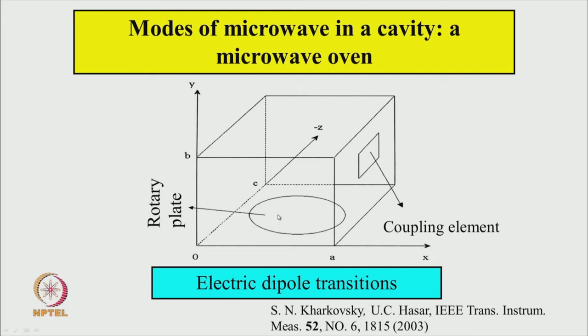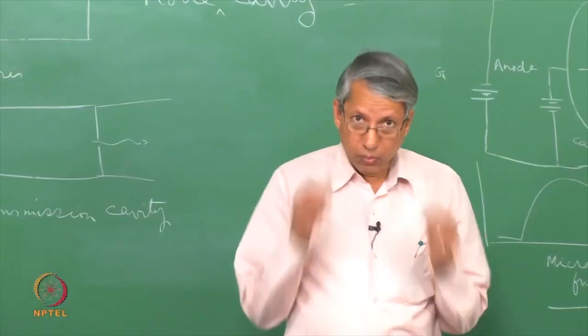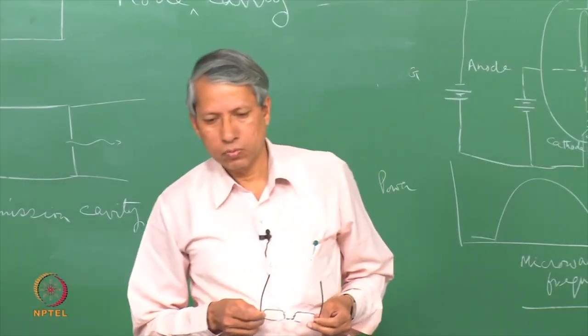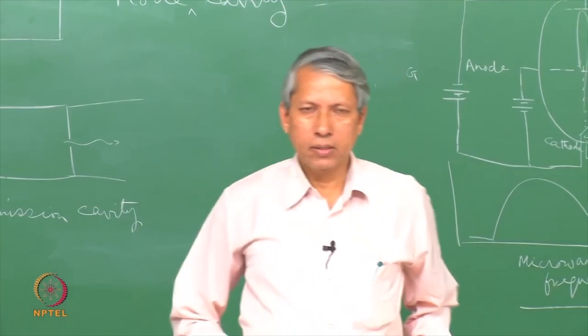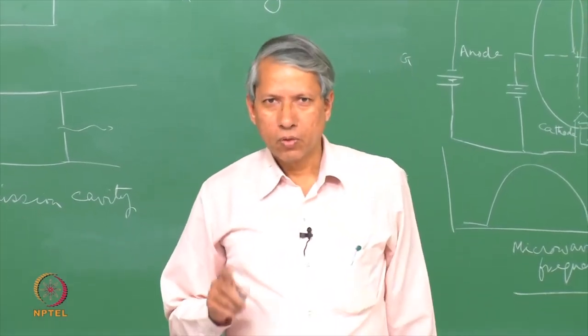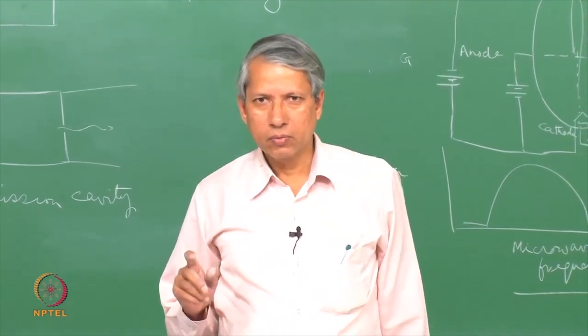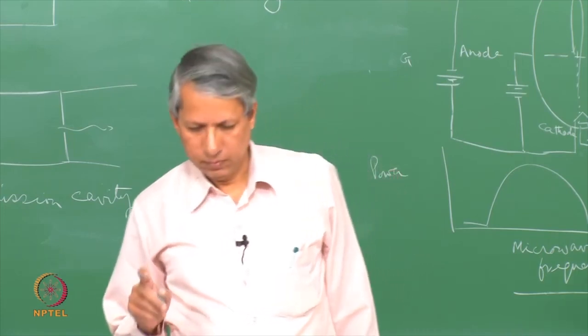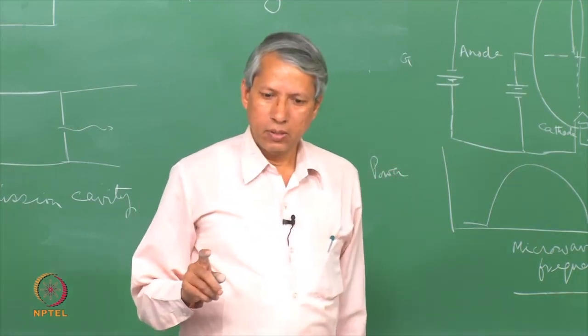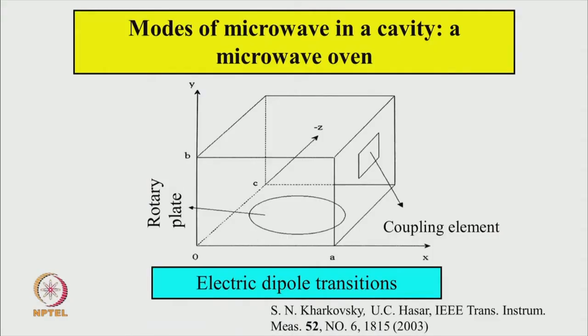Now, for cooking the food, it is the electric dipole transition that is used there. That is, most polar molecules, water for example, absorb microwave radiation and undergo rotational transition, and the very high rotational frequency causes the heating. So it is an electric dipole transition.